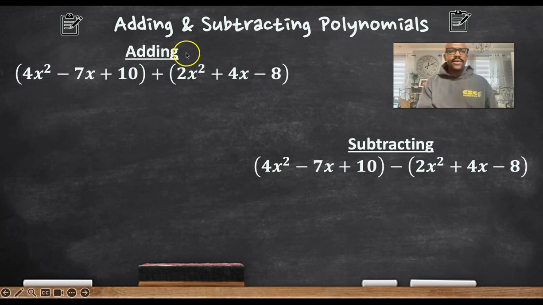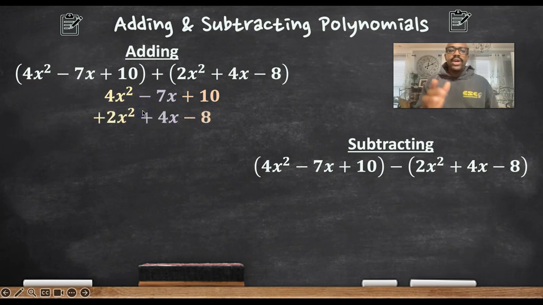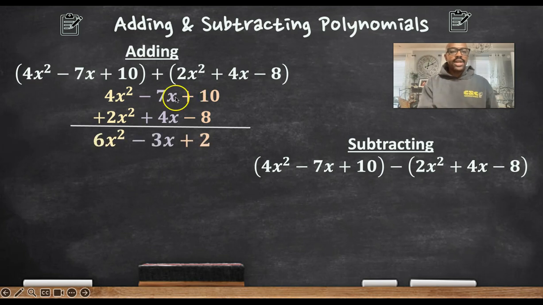When you combine like terms, go ahead and stack them: 4x squared and 2x squared, negative 7x and 4x, and then 10 and negative 8. Then you can add straight down. But notice when I add straight down, I don't add the exponents. That's only when you multiply polynomials, and you subtract the exponents when you divide polynomials. When adding and subtracting polynomials, you're simply adding and subtracting the coefficients and bringing the base with it. So 4 plus 2 gives me 6, bring the x squared down. Negative 7x plus 4x gives me negative 3x. And 10 minus 8 gives me a positive 2.